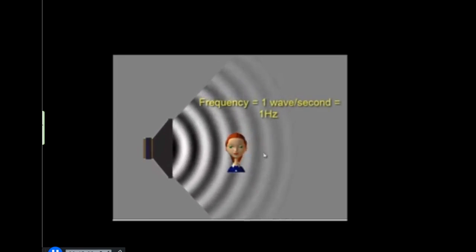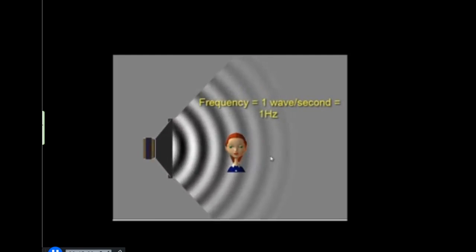Now we also see that the speaker is disturbing the air horizontally. It's disturbing it left to right as it creates the expanded and compressed regions of air. And because it's disturbing it in the same direction that the air is actually traveling, we can see that the air is traveling horizontally towards my ear. Because the disturbance is in the same direction, we say that's a longitudinal wave.